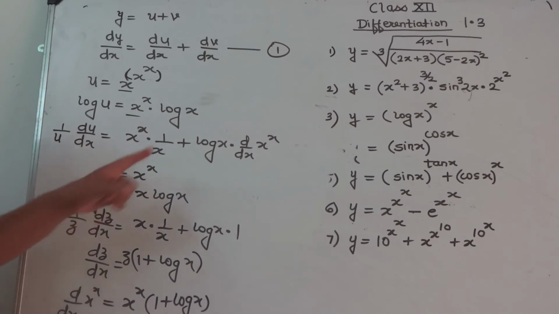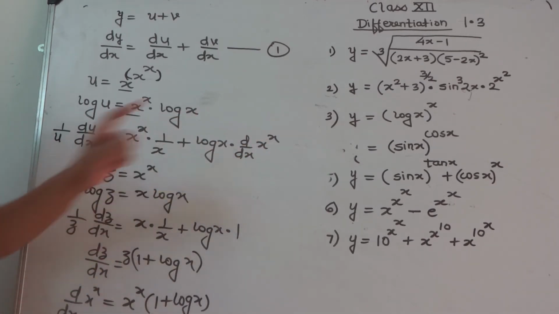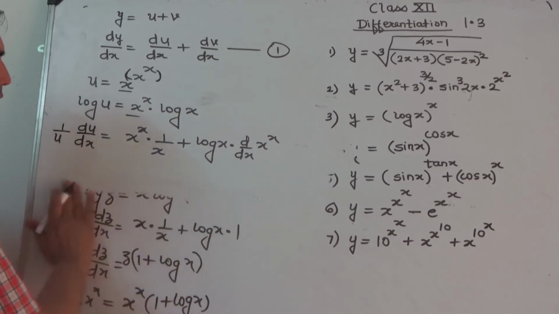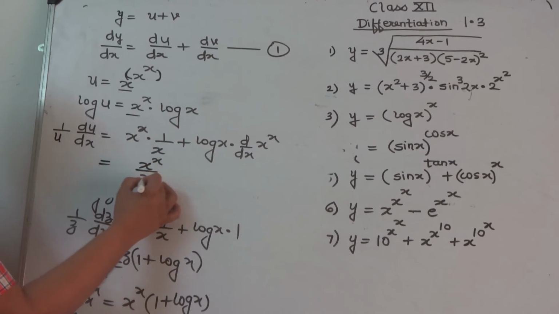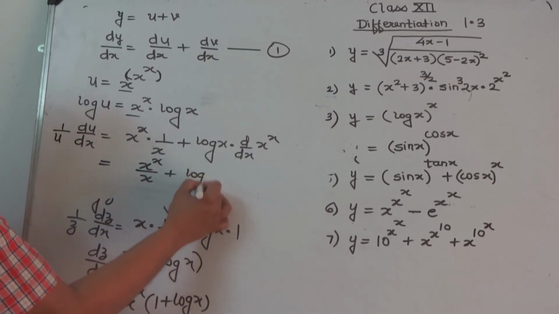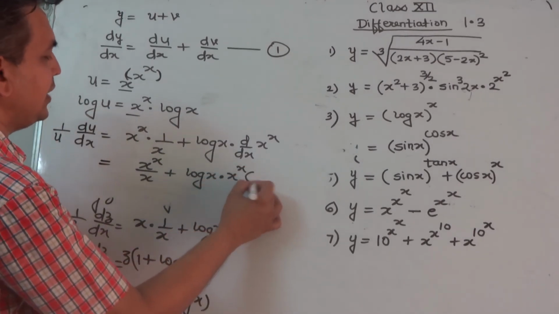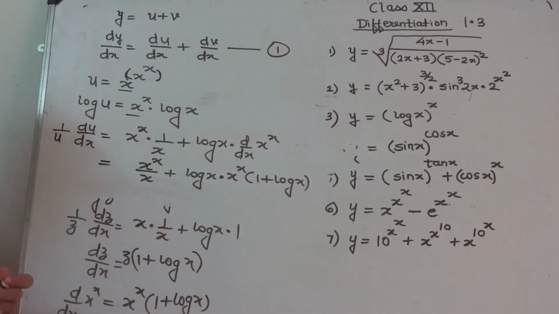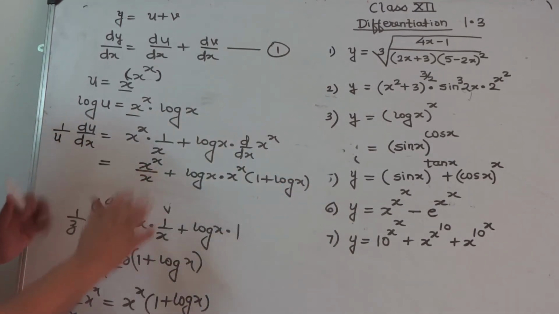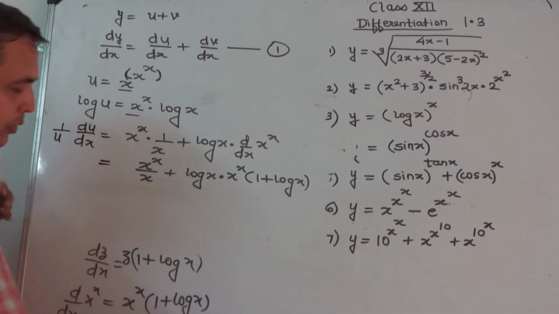In place of this derivative of x raised to x we substitute this value, and so this becomes equal to x raised to x upon x plus log x into x raised to x bracket 1 plus log x. Is it understood? Now what do we get?